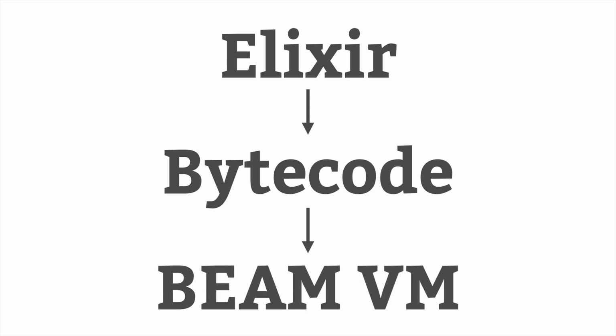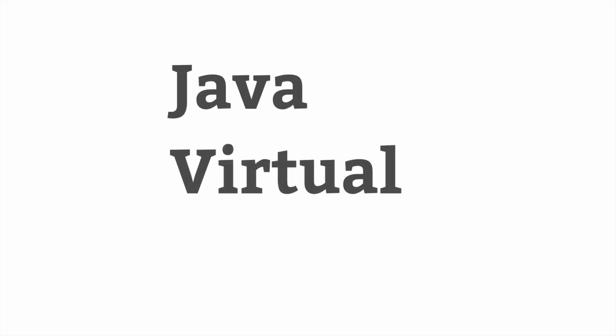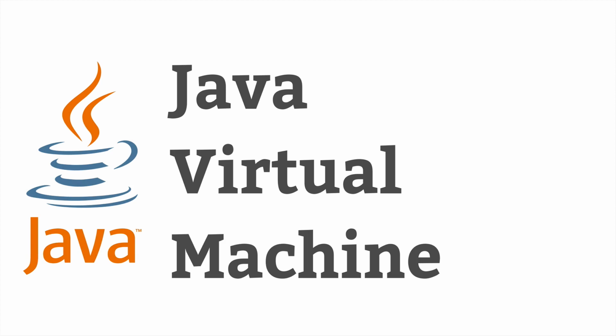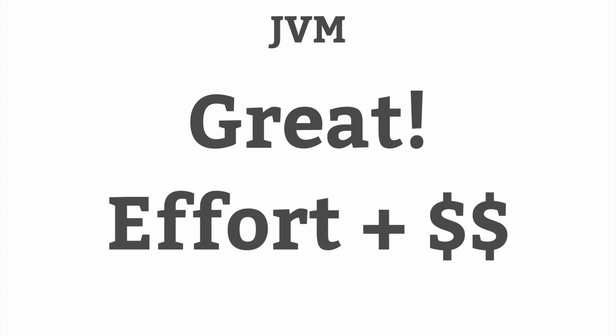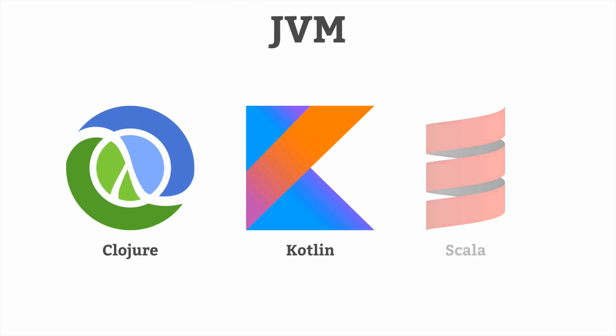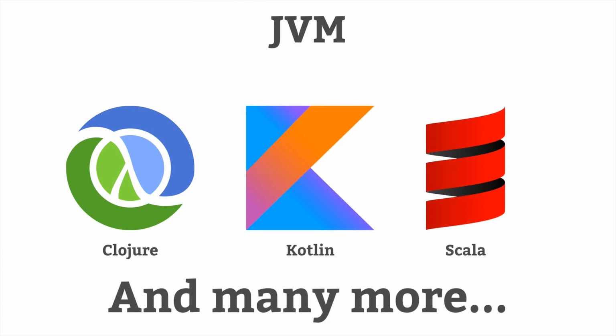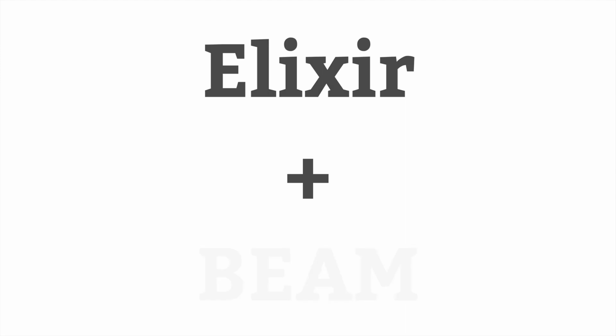If you're somewhat of a new programmer, this might seem a little bit weird, but it's a pretty common practice. For example, the Java virtual machine was created for Java, and the Java VM is pretty great at a lot of things because tons of effort and money have gone into building it. So there have been many languages that have been designed to run on the JVM to take advantage of all the work that has gone into building the JVM. The same idea holds true with Elixir and the Beam virtual machine.